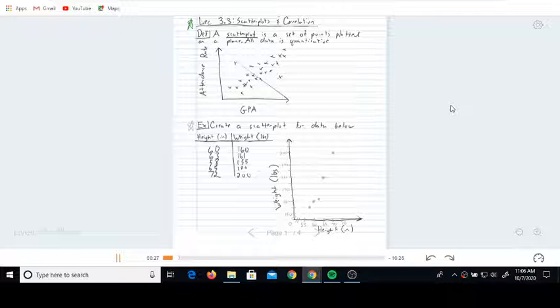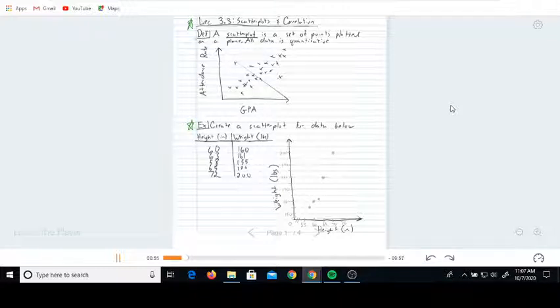So basically, each one of these little x's represents a student, and we can see their GPA with respect to their attendance rate. So let's go ahead and see how a scatterplot is made in this first example here. We got height and weight. Height in inches, weight in pounds. And note that the lowest height is 58, and the highest or largest height value is 72.